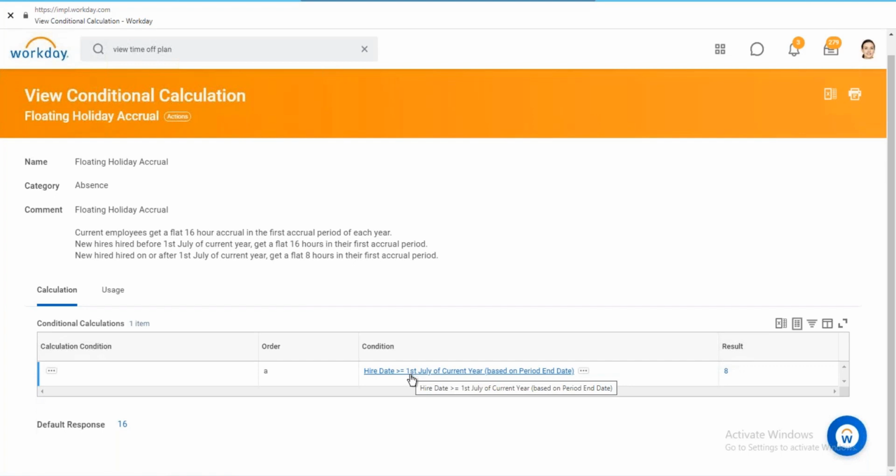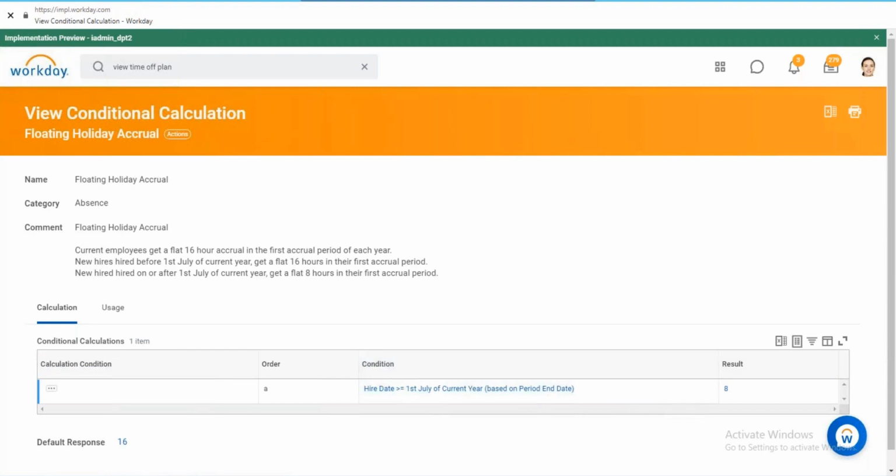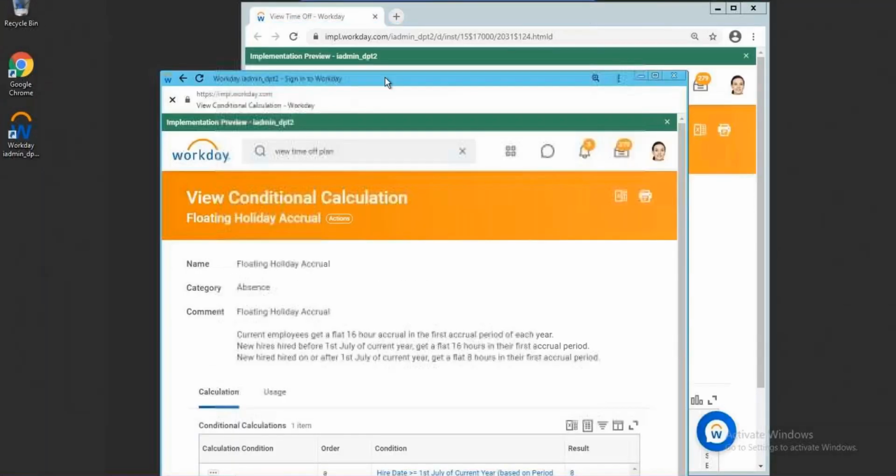So for example, if the worker is hired on 2nd July this year, which means he has a greater value or not? Greater than or equal to 1st July, then we need to give them 8, if not, 16. Okay, you got it right. So those who are previous employees will be getting 16. Okay, now understand the scheduling.